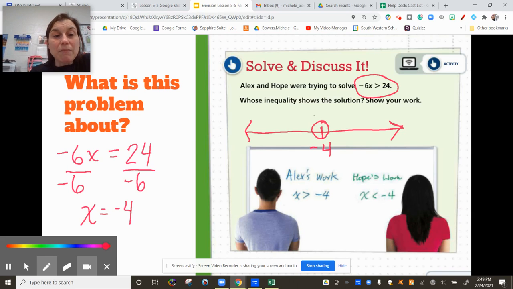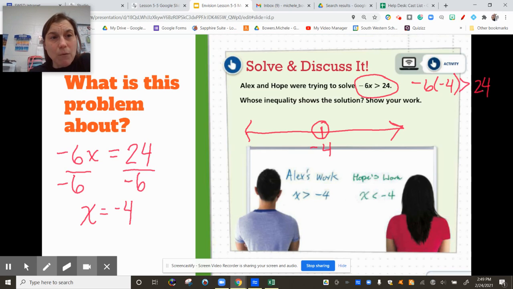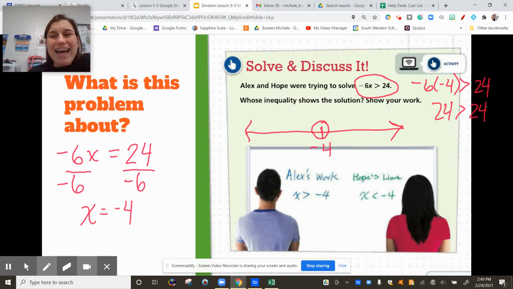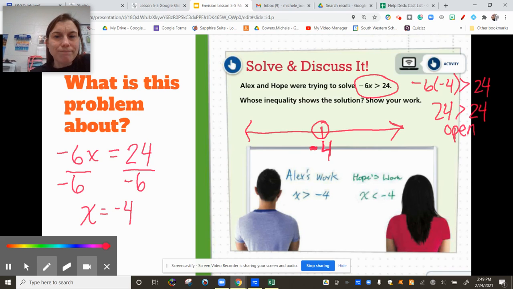Let's see why. Let me put my solution back in my inequality. Negative 6 times negative 4, is that greater than 24? Well, when I do negative 6 times negative 4, I get 24. Well, 24 is not equal to 24. So we noticed when we do our check and we get this, where the number on both sides is the same number, but it's not a true statement, then that means it's an open circle. It means I probably have the correct target number. Negative 4 is the correct target number, but it's not a closed circle, it's an open circle.